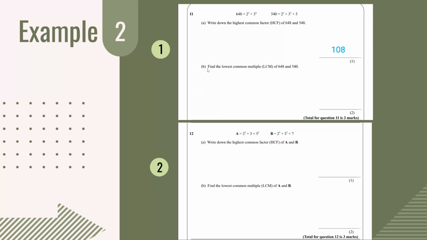In part B, we are asked to find the lowest common multiple of 648 and 540. Here, we have drawn out our Venn diagrams and we times everything together, giving us the answer of 2 cubed times 3 to the power of 4 times 5, giving us 3,240. In question 2, we are asked to write down the highest common factor of A and B.